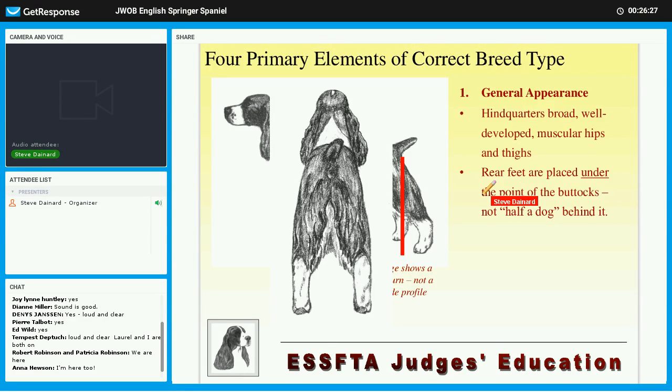And so really the point here is that you're not looking for the hock to be set so far beyond the point of the buttock. That is very extreme, and it's not typical for the rear end assembly of an English Springer Spaniel.